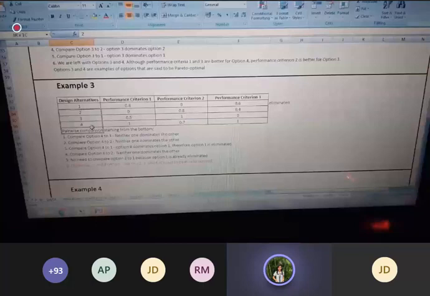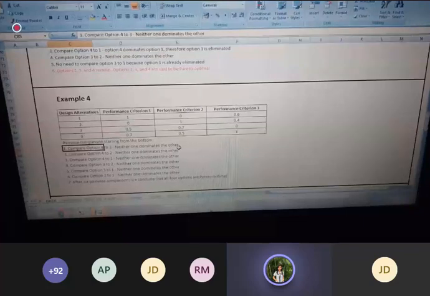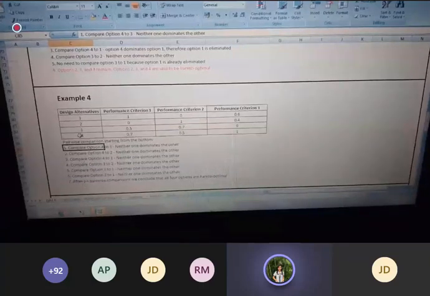Okay, how about for example number 4? If we compare each of these design alternatives 4 and 3, when it comes to each criterion, neither dominates the other. It means there's no design alternative that dominates other design alternatives. So this would be considered as a Pareto set, all of the design options.